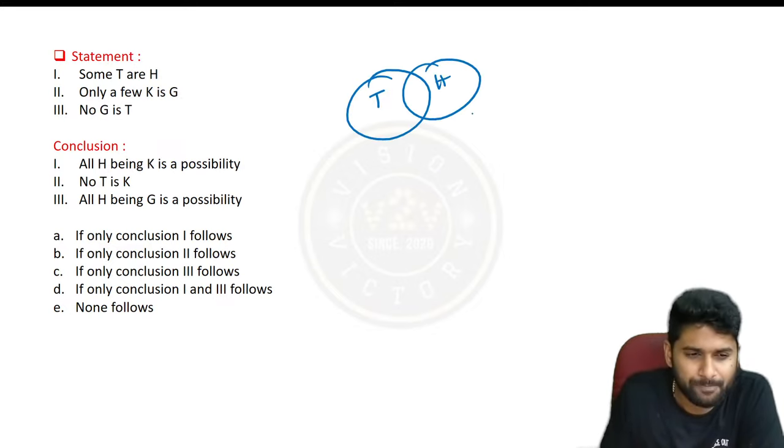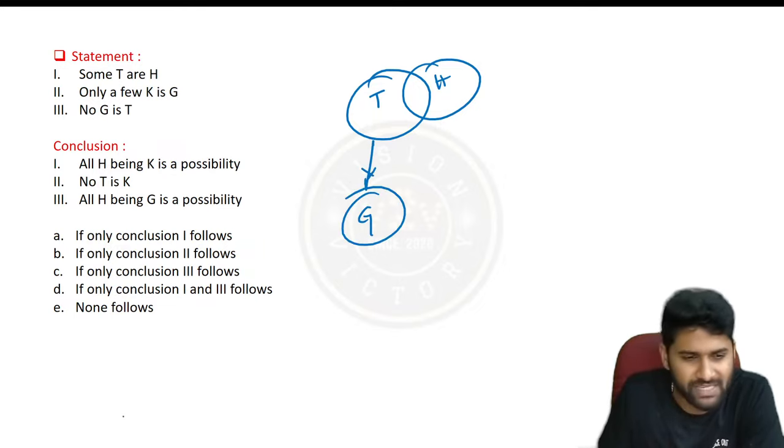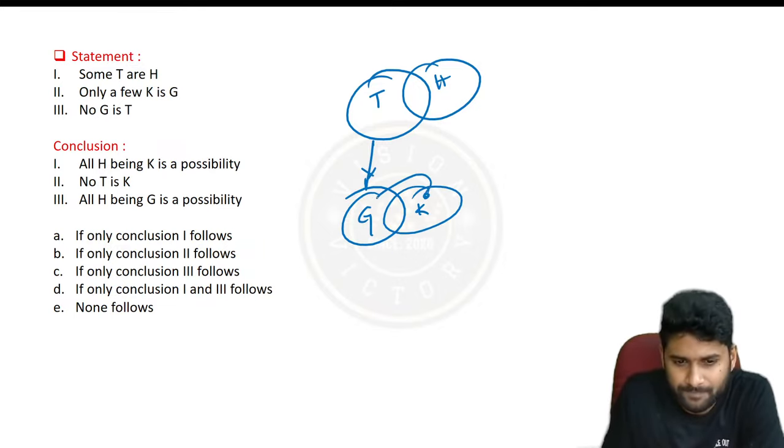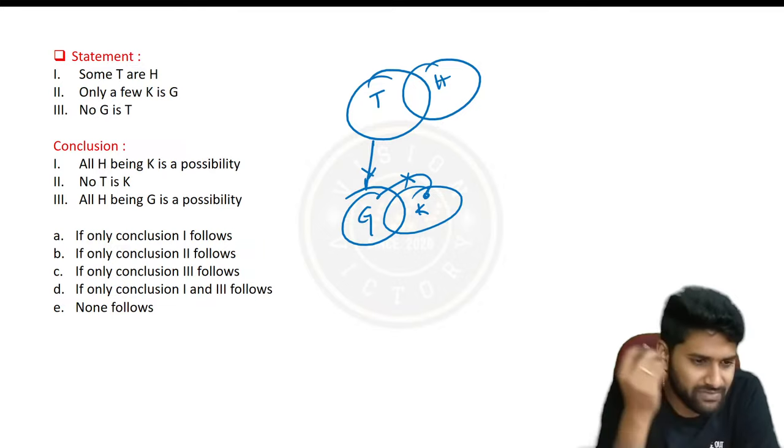Some D are H. Only few K is E. No G is T. Only few K is G. Now check with these conclusions.